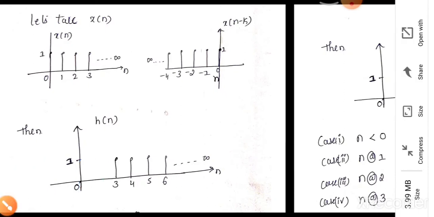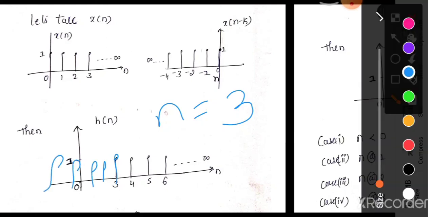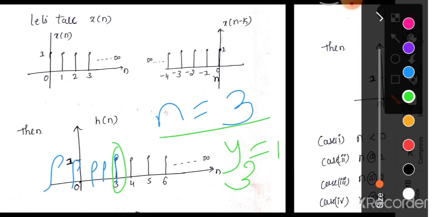The only thing is, let's take n equal to 3. When you place it at n equal to 3, its magnitude is also 1. So how many signals are overlapped? Only one signal is overlapped. That is the third condition I can take: y3 of n will be equal to 1, when n equal to 3.